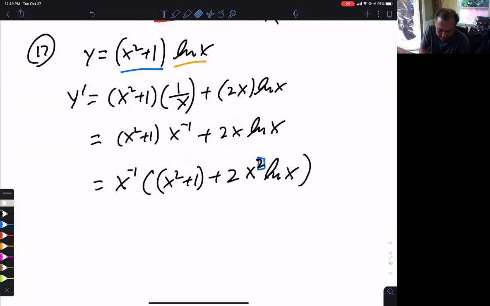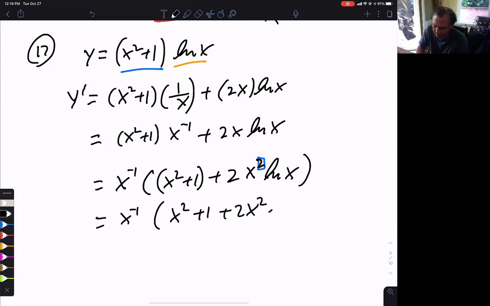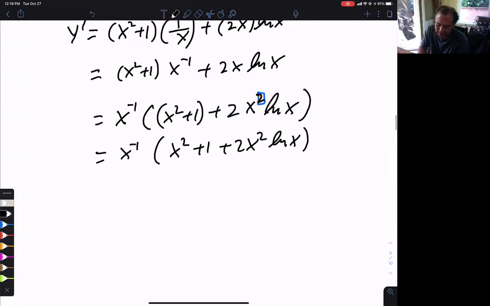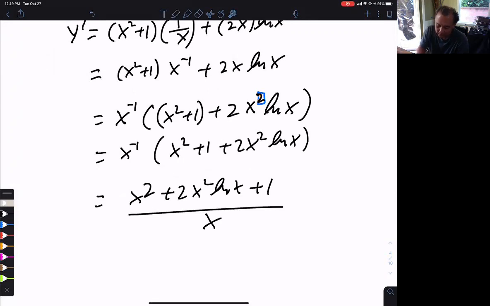Then this all combines. Let's do this. X squared plus 1 plus 2x squared ln of x. I can rearrange it. So I'm going to put this x squared plus 2x squared ln of x plus 1 all over x. I put it over x because that's a negative 1 power, so it moves to the bottom. It becomes a positive 1 power. Wow, that's craziness. I don't know what the back of the book has, but that's my answer.